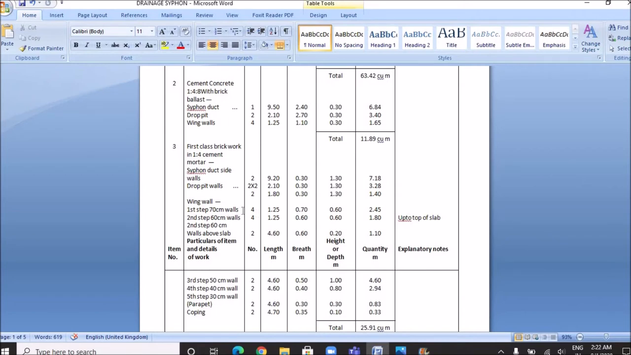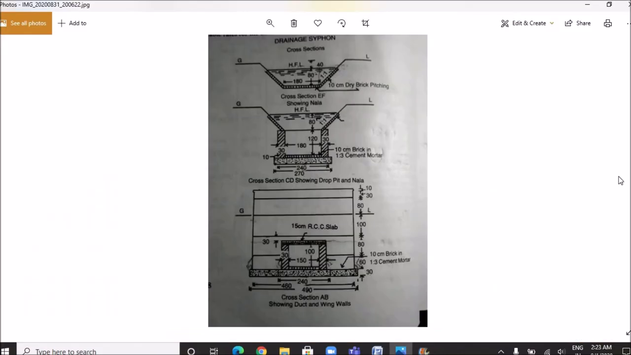For first step, 70 cm wall, number is 4, length is 1.25 meter, breadth is 0.7 meter, height is 0.6 meter, quantity is 2.45 cubic meter. And for second step, 60 cm wall, which is up to the RCC slab, the number is 4. The length is 1.25 meter, width is 0.6 meter, and the height is 0.6 meter. And the quantity is 1.8 cubic meter.